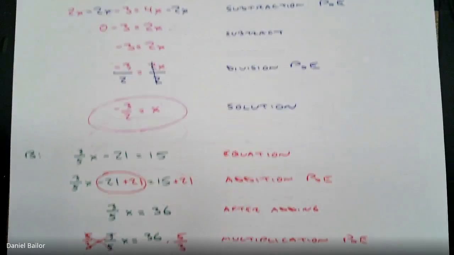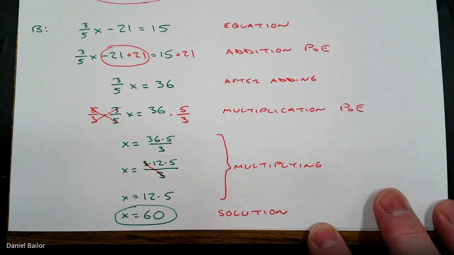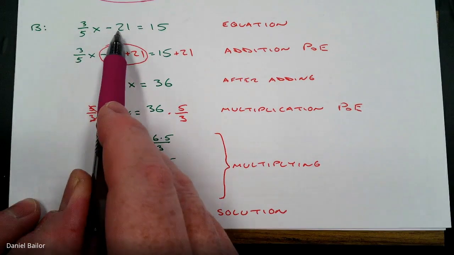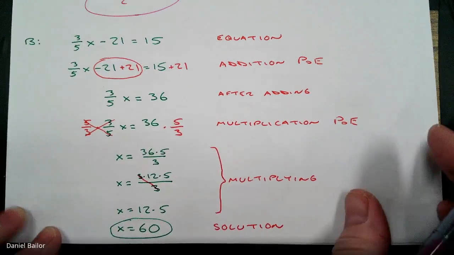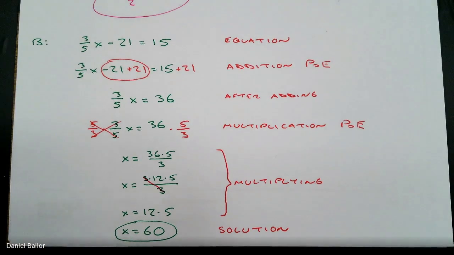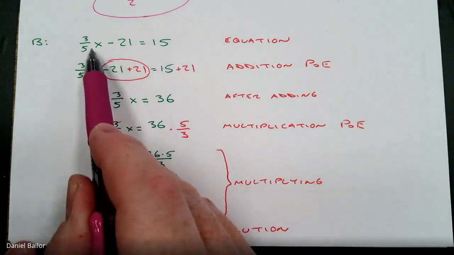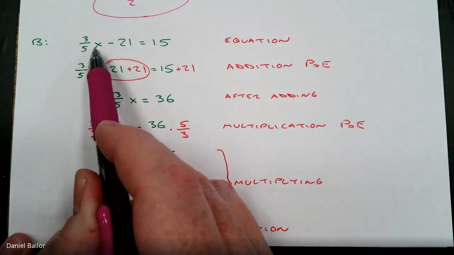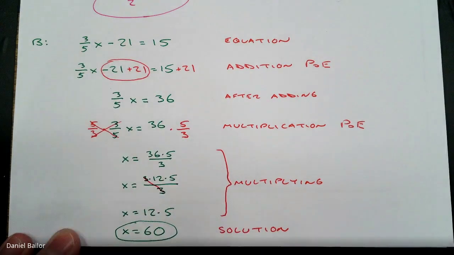Another example, let's look at example B. This time I'm starting with 3/5 x minus 21 equals 15. That's my equation. So I need to think, I want to get x all by itself. That is my goal. Well, luckily, there's no x on this side, so x is already on this side. But there's numbers with the x. There's a 3/5, there's a minus 21. I want to get those things out of there because I just want x. So the first thing I do is I kind of start far away from the x.